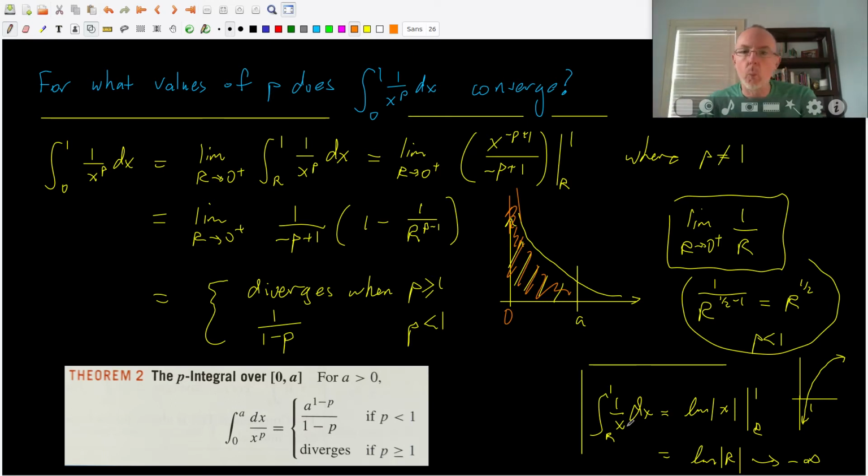Let's have a look at one more where we use the comparison theorem. Remember last time in the previous lecture we talked about the comparison theorems, how to compare one integral to another. We can do the same sort of thing here, because now that we've got these p-tests, we know how p-integrals behave. So if we can compare an integral to a p-integral, then we can work out what's going on. So let's just have a look at one of those.